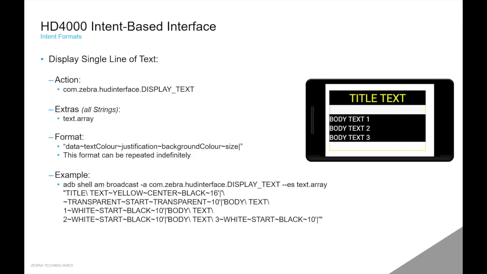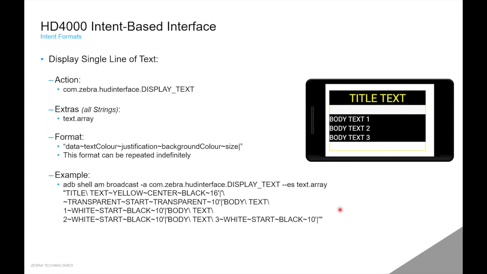Alternatively, if you wanted to display multiple lines of text, you would simply send a different extra set to the same intent action. So the action remains as display underscore text, but instead you just pass through one extra, and this one is text.array. So this is a single string which takes the format that you can see here. So it's the data you want to display separated by a tilde, and the color, tilde, justification, tilde, background color, tilde, size, and then a pipe to denote the end of that line of text. And this format can be repeated indefinitely.